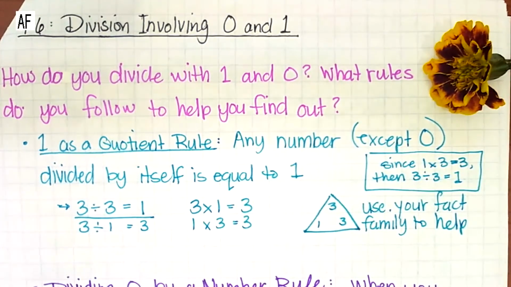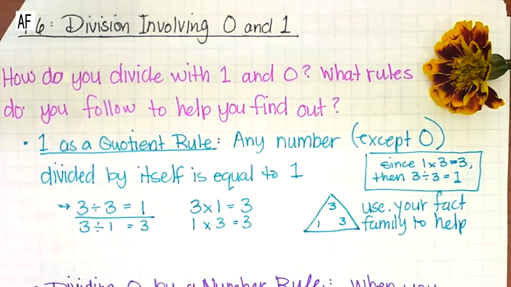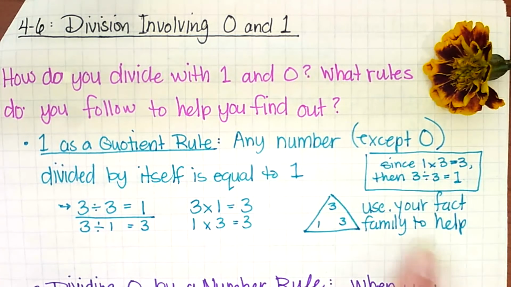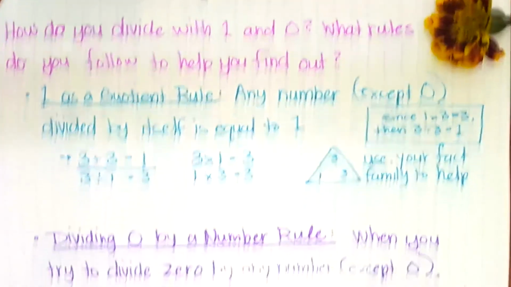So 3 divided by 3 is going to be 1. 5 divided by 5 is 1. 2 divided by 2 is 1. Any number divided by itself equals 1, just like 1 times any number, that number stays the same. And you can use, remember, your fact family facts when you're doing these because they'll be very helpful.